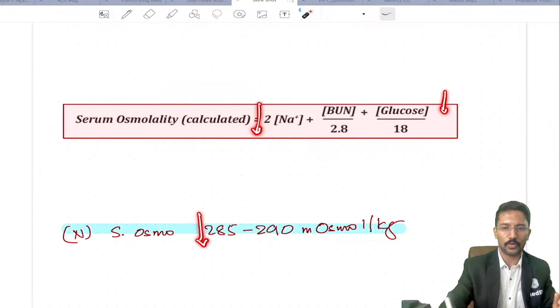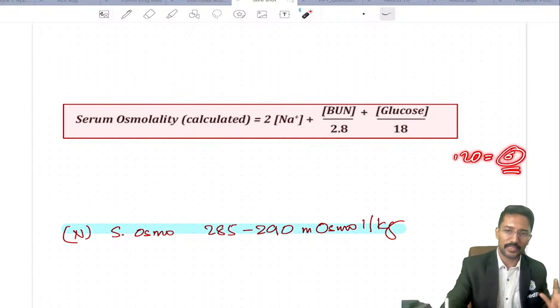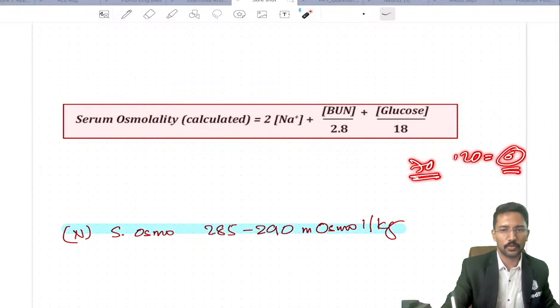If glucose goes low, say from 120 it has become 70, right? When it was 120, it was adding 6 milliosmoles to the osmolality, roughly. When it becomes 70, how much osmolality decrease is going to happen? 70 by 18 is 3.5 or something. So the osmolality is decreasing by 3.5.